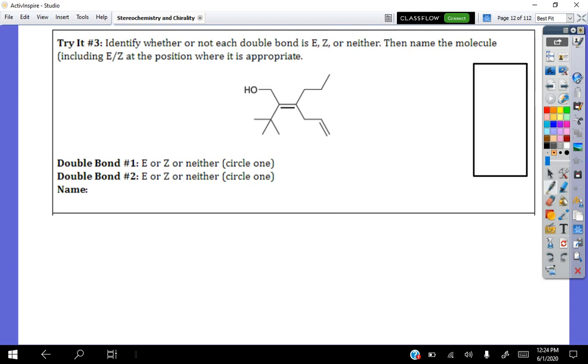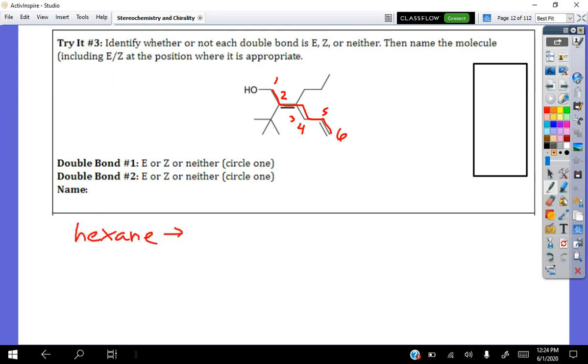Alcohols have the highest priority, then that's followed by double bonds. So our parent chain has to have both the double bonds and the OH group, and we want the OH to have the lowest number possible. So this ends up with a 6-carbon chain, and we know that 6 carbons is going to be hexane.